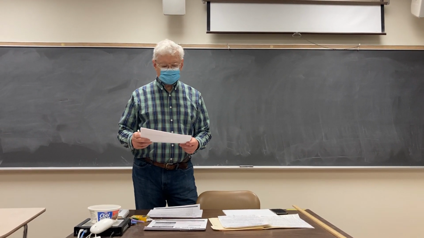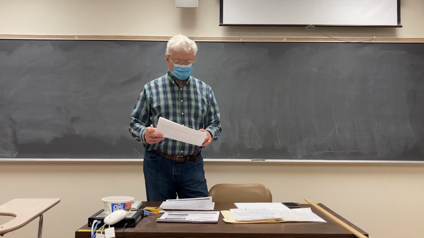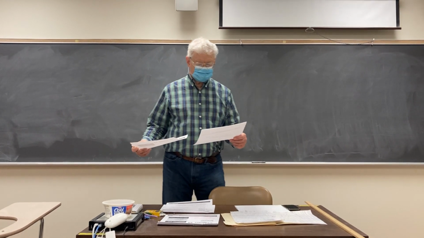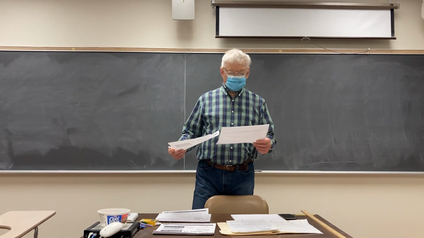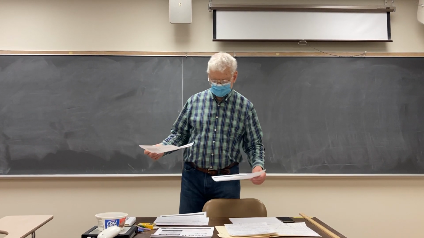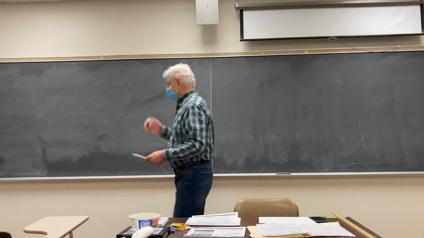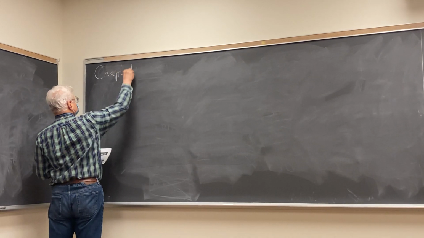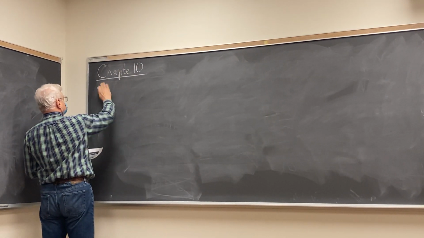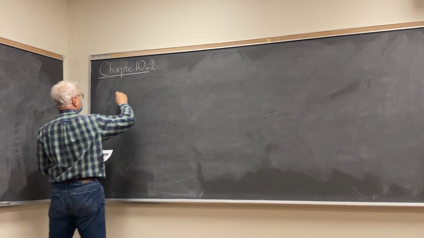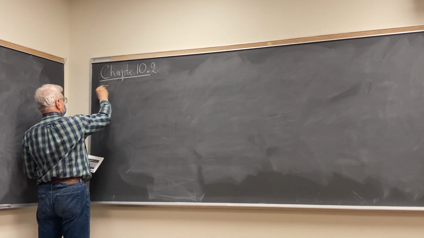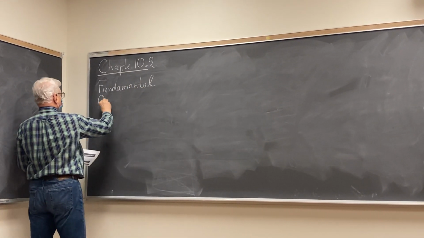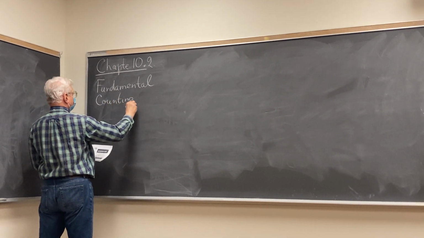Okay, second part of chapter 10 of counting methods or combinatorics is called using the fundamental counting principle. The fundamental counting principle or the product rule. Let me just write it down. Chapter 10, section 2. Fundamental counting principle.